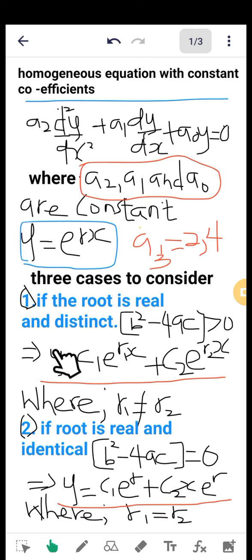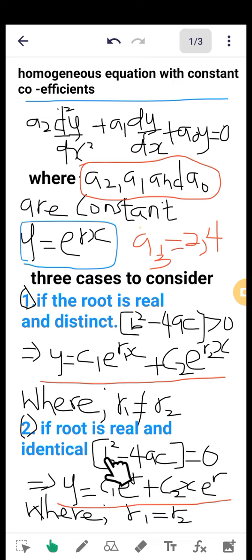So y equals c1 e exponent r1 x plus c2 e exponent r2 x is more or less the general form. When we have an equation and the roots are real and distinct, this is how we write it in general form, where r1 is not equal to r2.